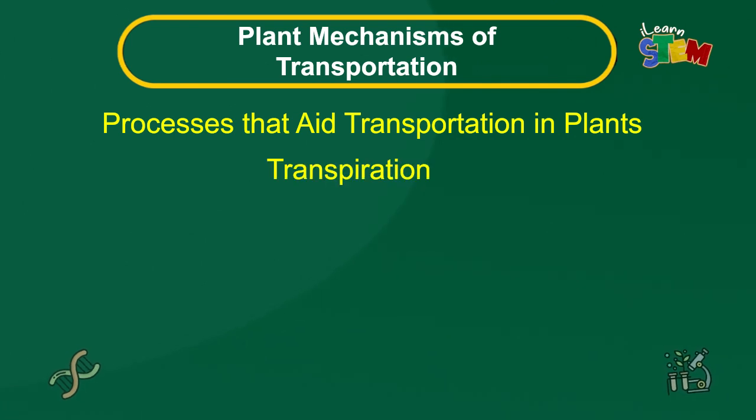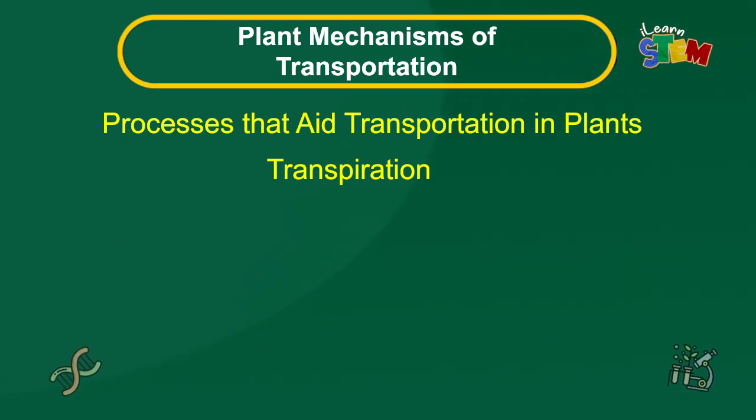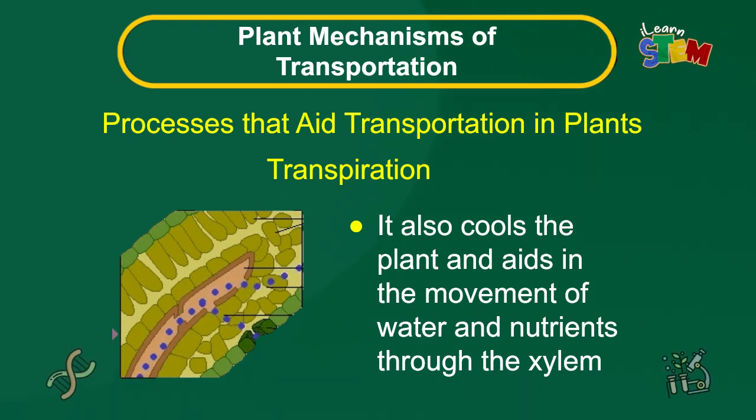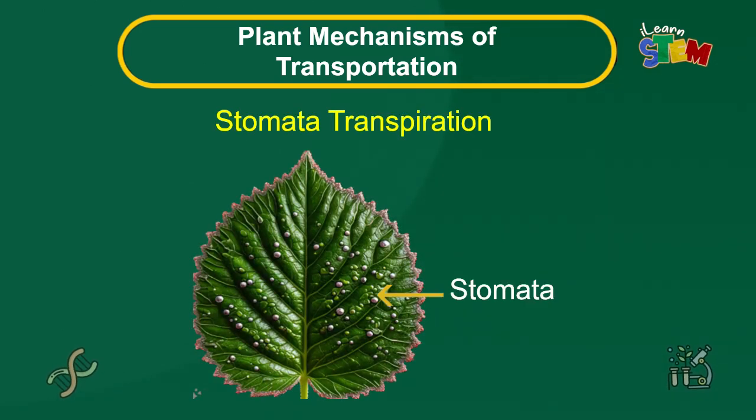Next is transpiration. Transpiration is the removal of excess water from plants into the atmosphere in form of water vapor. It also cools the plant and aids in the movement of water and nutrients through the xylem. Plants are capable of losing excess water through the stomata in the leaves, and this is called stomatal transpiration.